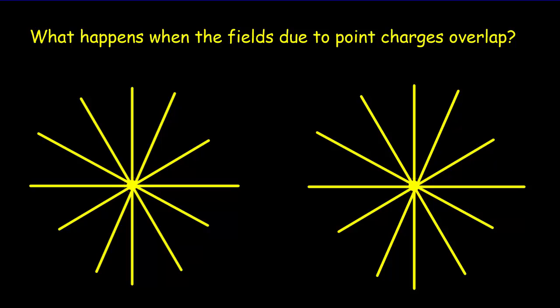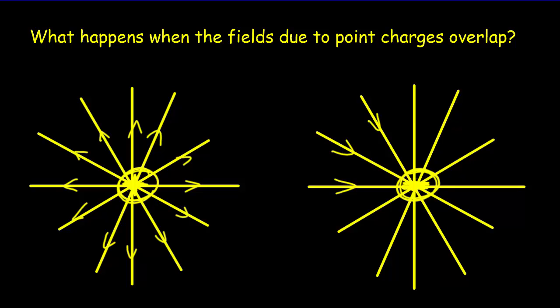Now let's say we've got two point charges, and let's make one of them positive and one of them negative. So let's go with a positive charge over here and a negative charge over here. Of course, a positive charge would push positive charges away from it, so all the electric field lines would go away from the charge. Whereas on the other side, all of the electric field lines would point towards a negative charge because a positive charge would be attracted to the negative.